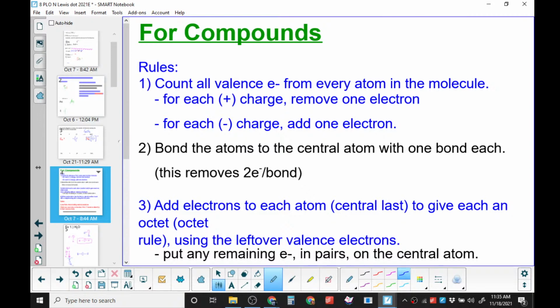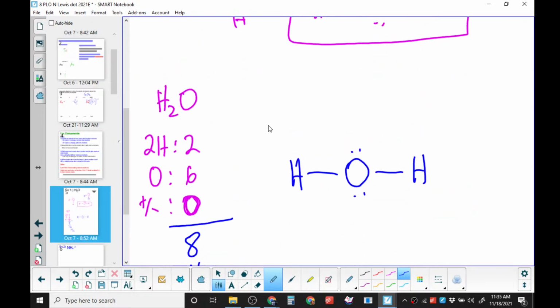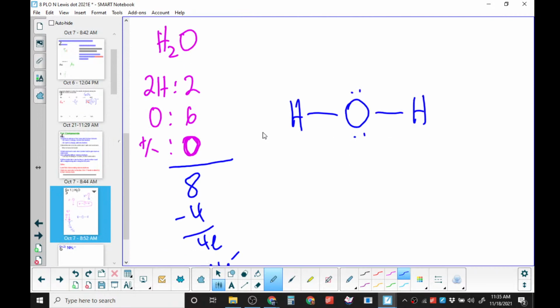Oh, so you don't start putting in double bonds now. So you bond the central atom to the outer atoms with just one bond. Boom, boom, boom, boom, boom, boom, boom. So when we went down here with water, I just bonded it with one bond each, right? I don't want you to go crazy and start doing more because you just felt like it.